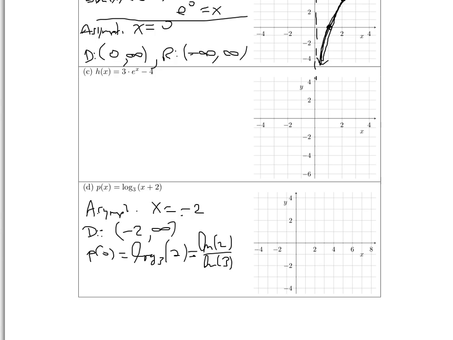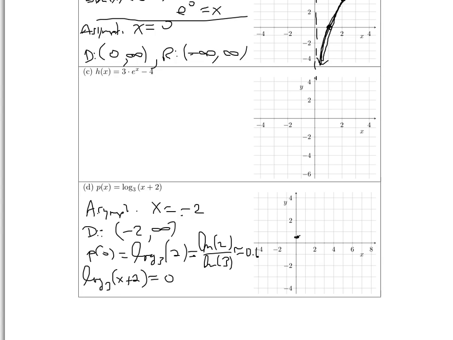And it looks like that's about 0.63, so I'll call it 0.6, so a little more than a half. So when x is 0, y is 0.6, so about there. So that's my y-intercept. And my x-intercept happens, again, when the formula is a formula for y-coordinates. So it happens when that is equal to 0.